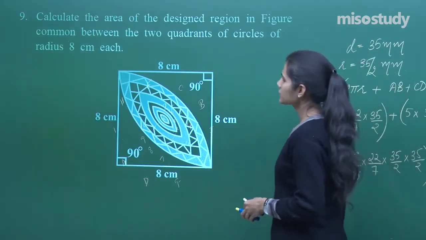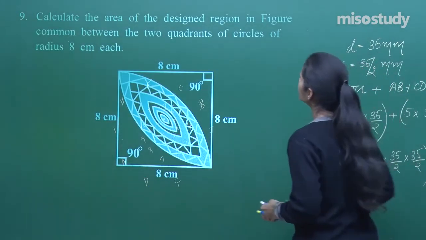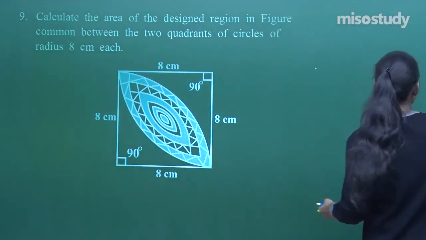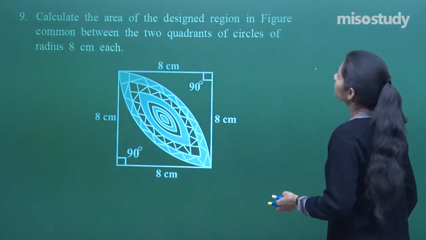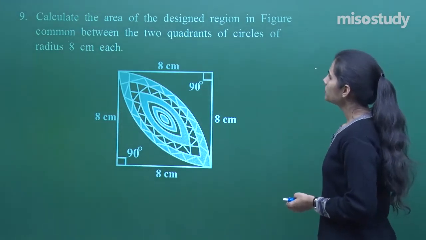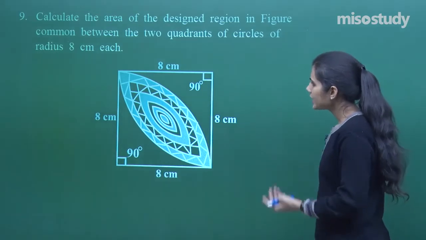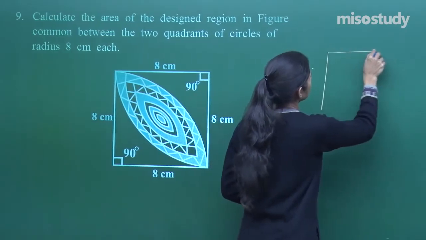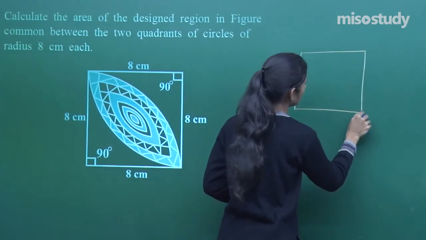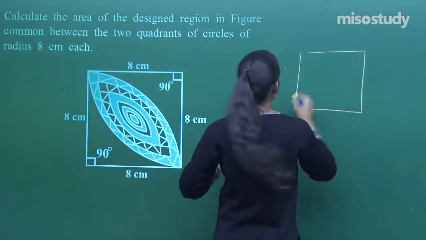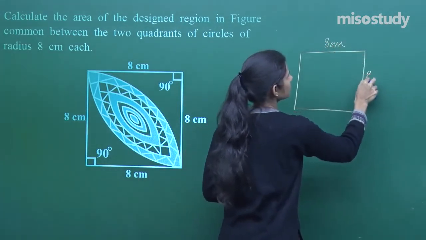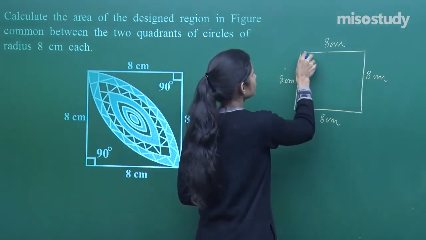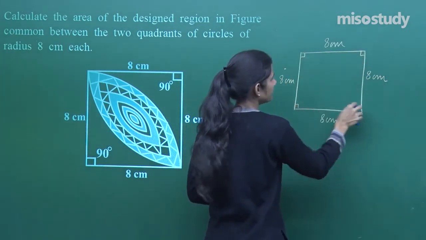Okay, so working towards the next question, it is saying that calculate the area of this designed region in this figure common between two quadrants of a circle of radius 8 centimeters each. So let us just redraw it. It's a square. Each side is 8, 8, 8, 8. So each side is of 8 centimeters. It's a square, right? Each side is of 8 centimeters and each angle is a right angle.